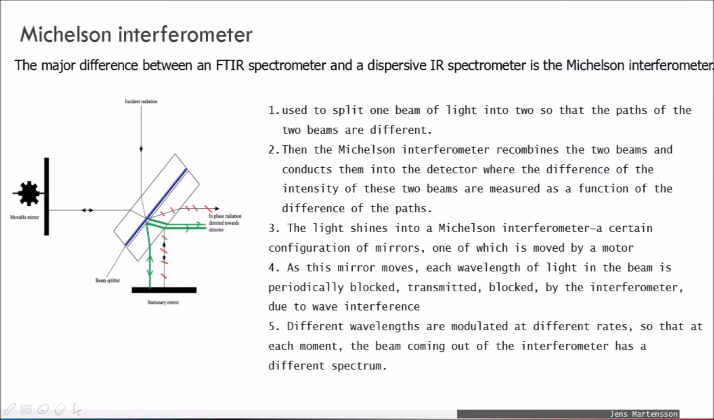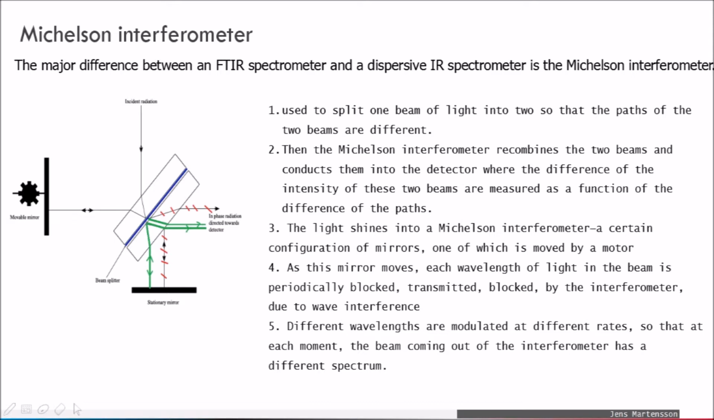The major difference between an FTIR spectrometer and a dispersive IR spectrometer is the Michelson interferometer. The Michelson interferometer is used to split one beam of light into two so that the paths of the two beams are different. Then the Michelson interferometer recombines the two beams and conducts them into the detector, where the difference of the intensity of these two beams is measured as a function of the difference of the paths.